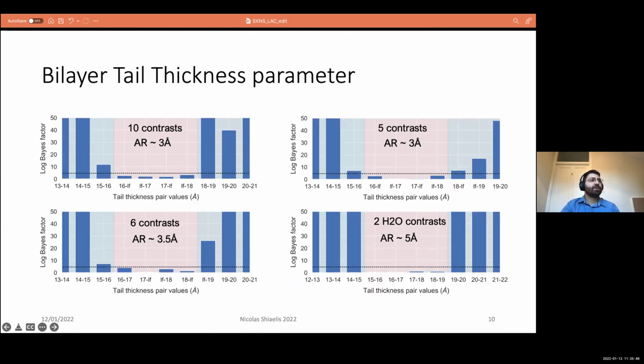These plots I show here show the log Bayes factor on the y-axis and the pair of values it corresponds to on the x-axis. We're looking at the bilayer tail thickness, which is present in 6 out of the 10 contrasts we have available. And we can see that the analytical resolution is between 3 and 5 angstroms, and generally it improves with the number of contrasts. It is most ambiguous when we do not have both H2O and D2O contrasts included in the analysis, which matches the common knowledge and is what you would expect.